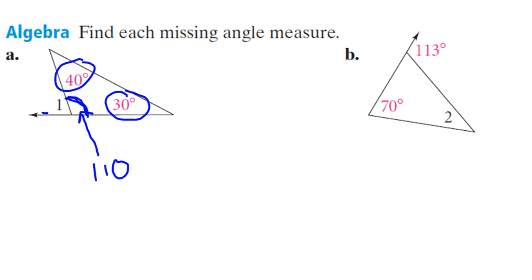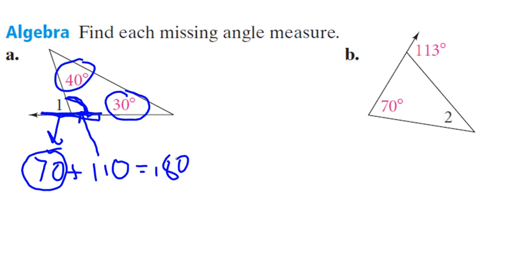If that's 110 and these two are on a line, they're a linear pair, they have to add up to 180. That means angle 1 is 70. There's my answer. We can double check the math. 70 plus 110 does equal 180, so that checks out.